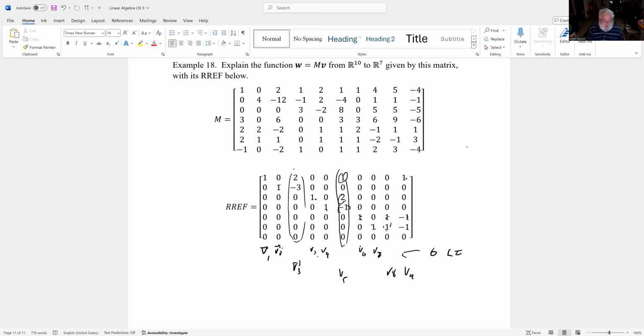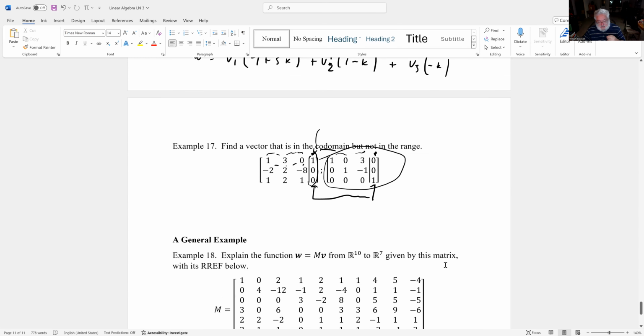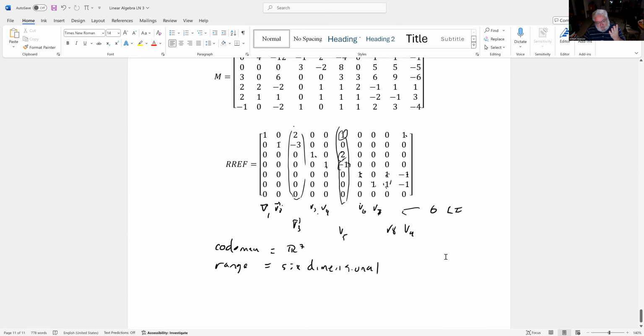So we're going to have codomain equals R7, but the range is 6-dimensional because we only have 6 linearly independent vectors. So what does that mean? Well, we're going to have 4 parameters. Right up here, we just had 1 parameter, we just had the k. But here we're actually going to end up with 4 parameters because we have 4 dependencies.